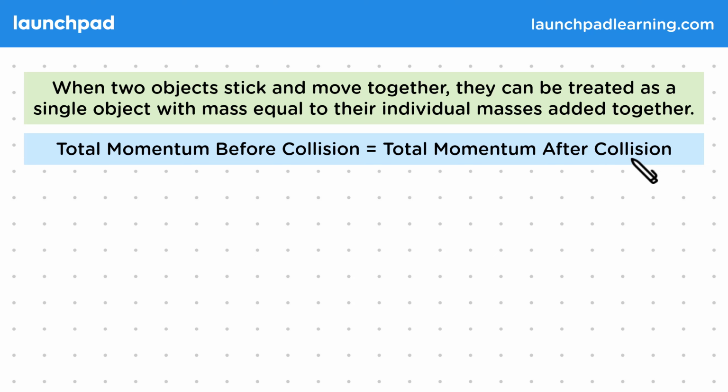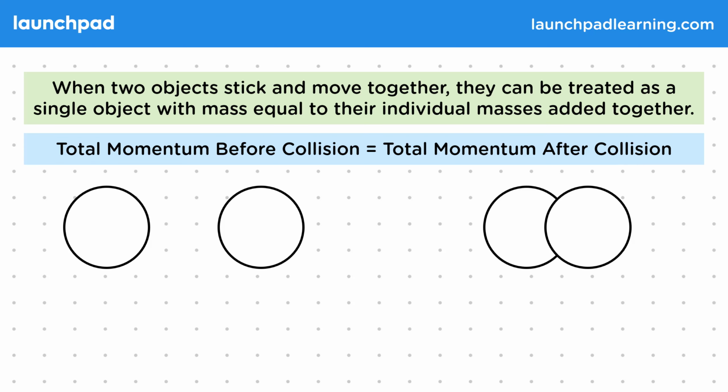If we're given information about the velocities and masses of objects before and after a collision, then we can use this to calculate a piece of missing information, such as the velocity of an object after a collision. So how do we tackle calculations when two objects stick together? Well, let's start with a simple general example as shown in this diagram.